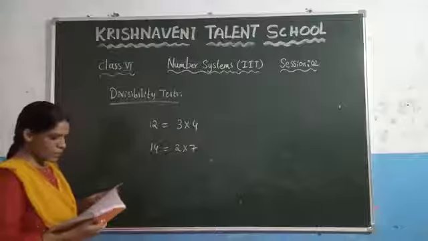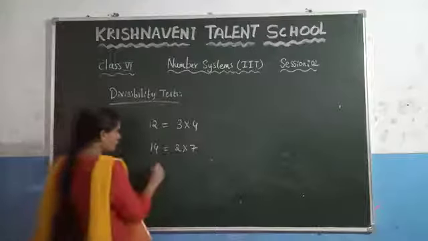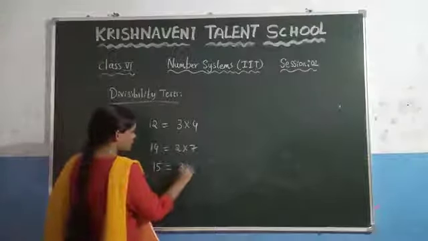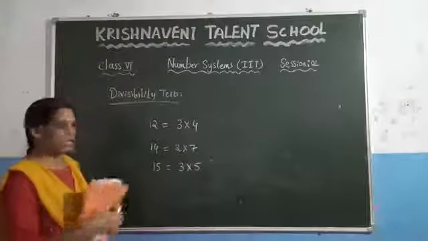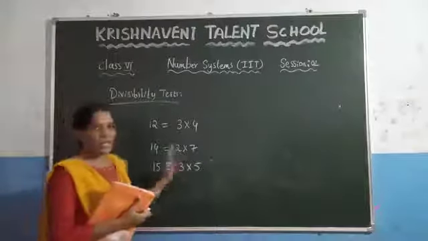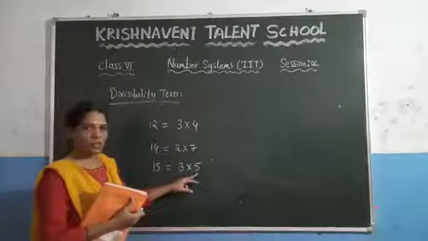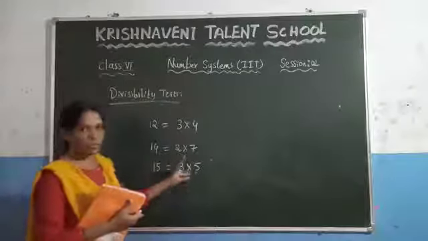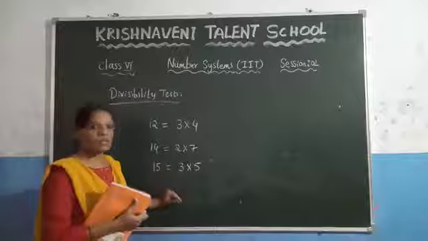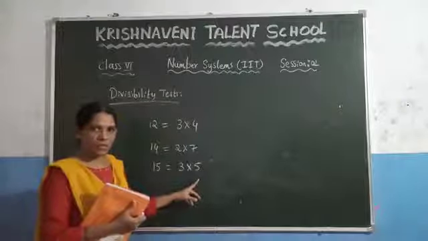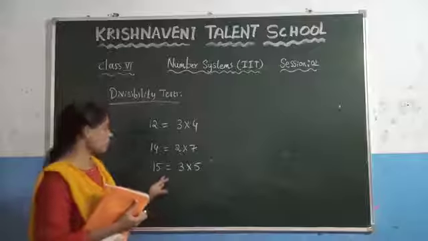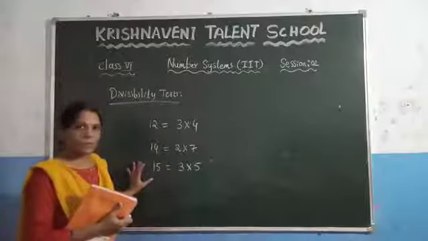Similarly, for the next one, 15, you can write this as 3 into 5. That means if you are given any number, you need to check the divisibility rule for 3 and the divisibility rule for 5. We already discussed these rules. If both hold, we can say that the given number is divisible by 15.